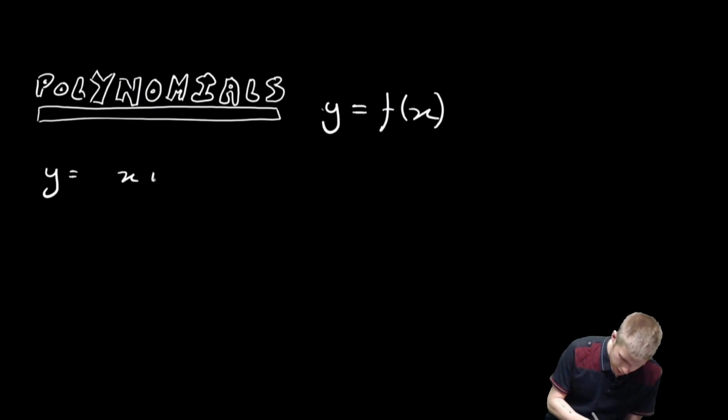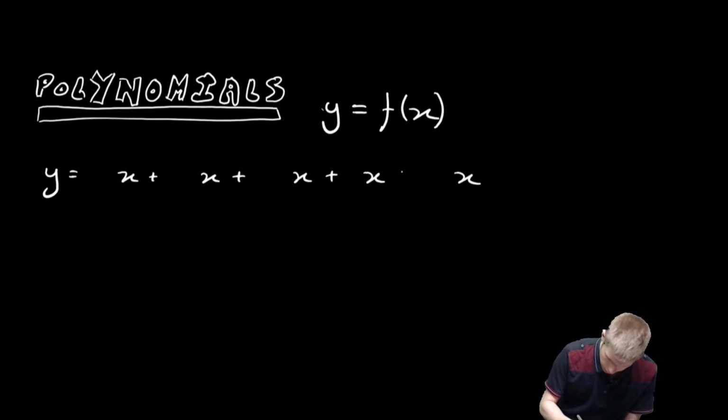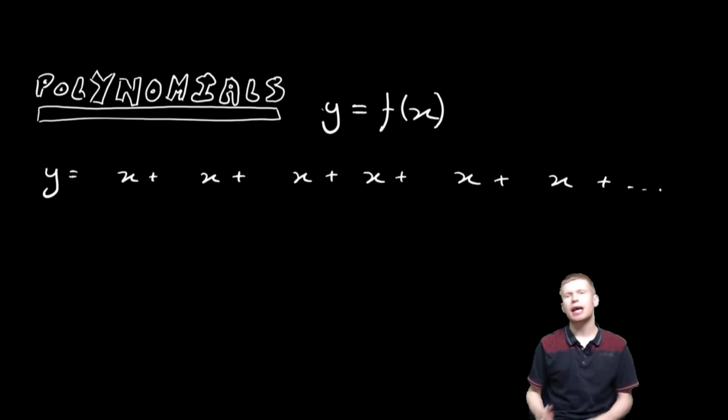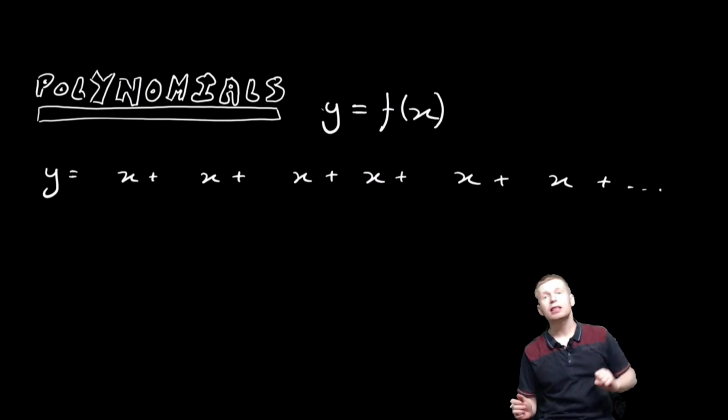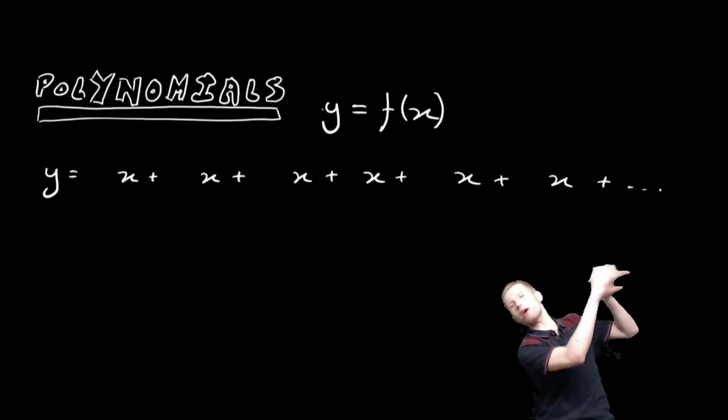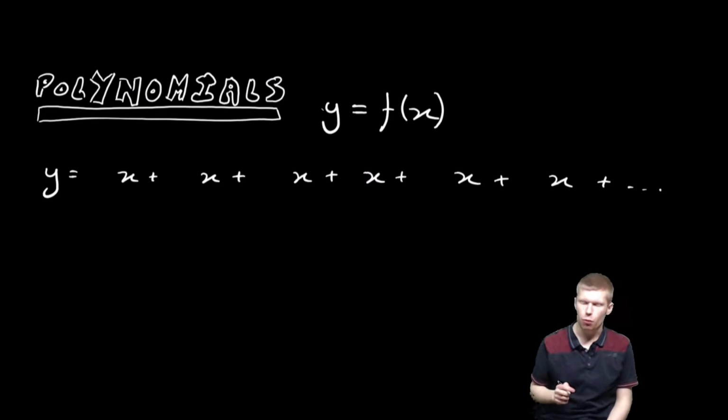So I'm going to have x, I'm just going to add a load of x's for the time being, but I'm going to do something with them in a minute. So x plus x plus x plus x, plus x, and do you know what, I'm bored. So I want to just carry this on forever and ever. This is what these three dots mean. It just means carry on forever and ever in the same way.